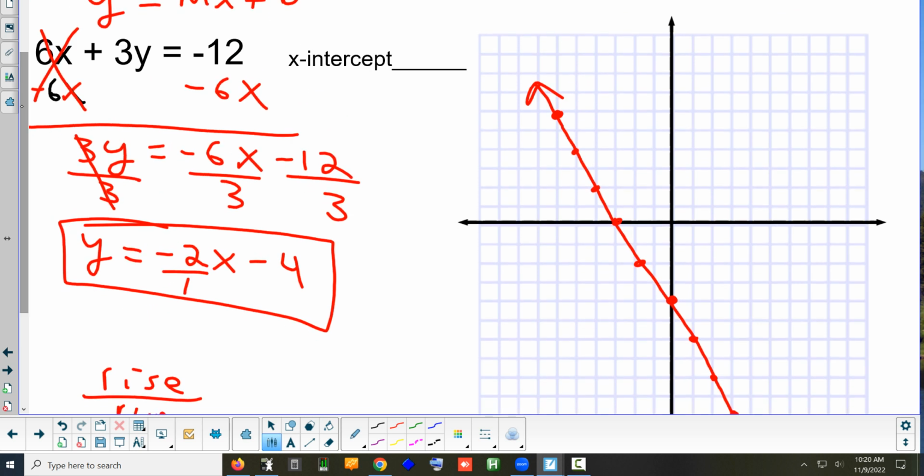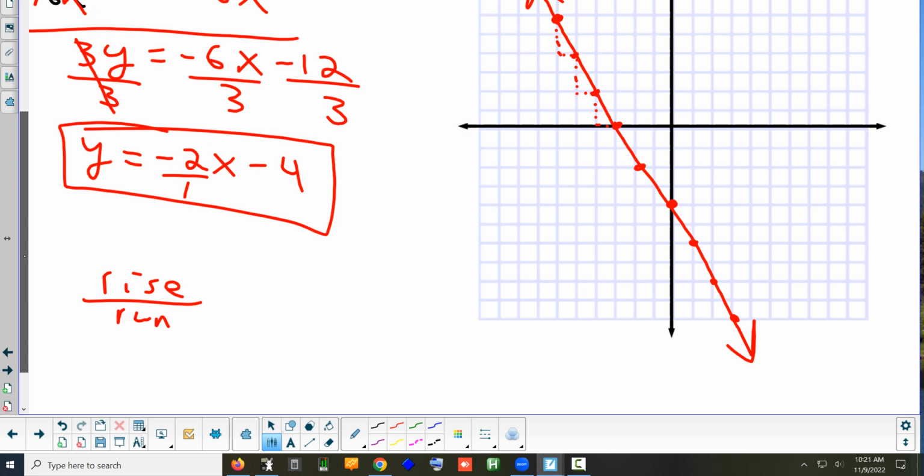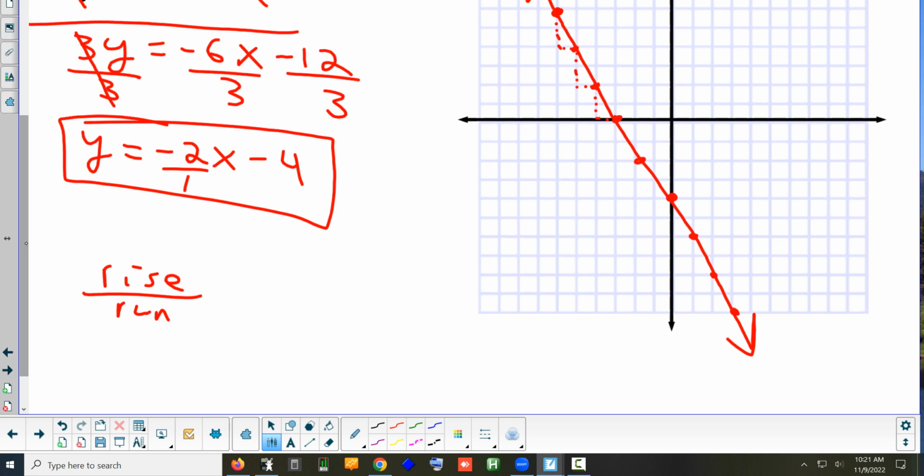So that's how you do it. When you check any 2 points, it should always be down 2, right 1. Down 2, right 1. Down 2, right 1. I think I messed up one right here. It should be down 2, right 1, but that's okay. That's why there's a little bit of a bump in the middle.